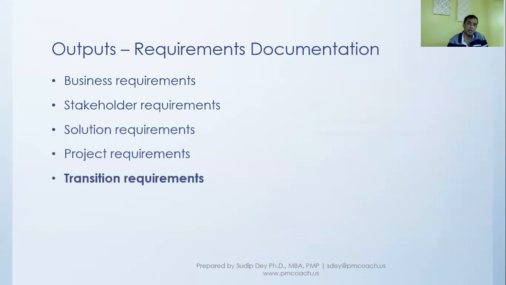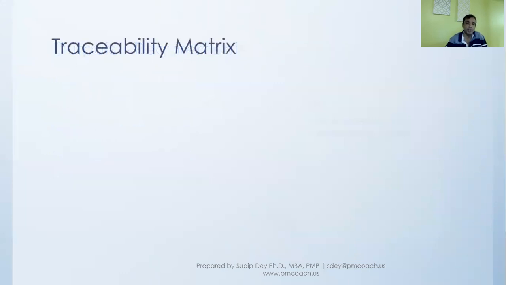If there might be some data conversion, there might be some training that is required, all that we'll put together here. And then finally, when we're collecting requirements, we should put together what we said, a traceability matrix. A traceability matrix is really about putting together a structure to ensure that all the requirements will be addressed at each stage of the project.